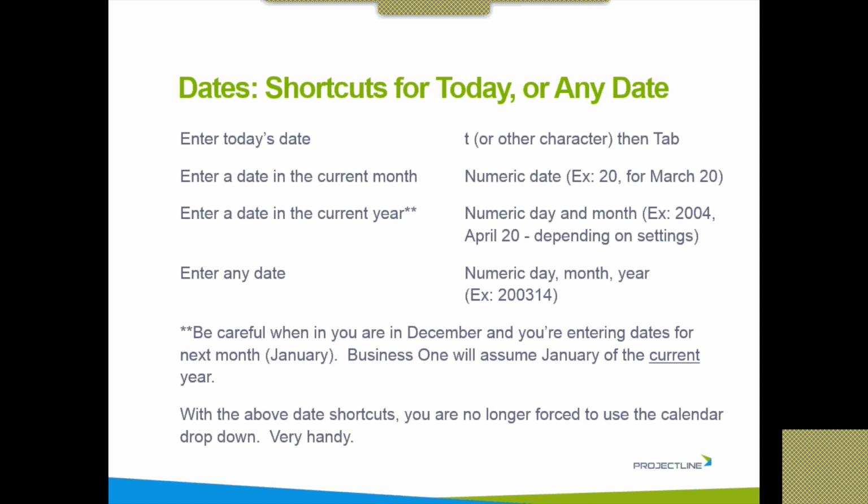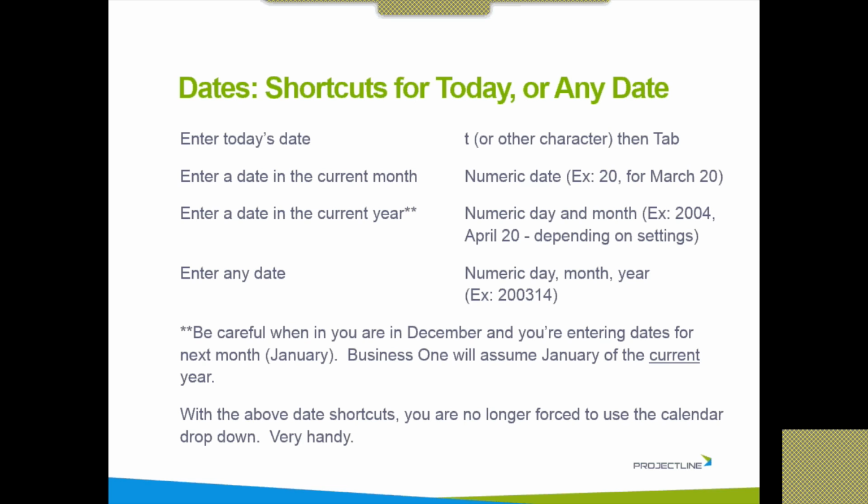If you are ever entering dates, sometimes it's really slow to enter dates. And if you want to do the fast version of dates, here it is. You can enter today's date by clicking in any date field that has a calendar associated with it, and typing in the T character. And then by tabbing out of it, it will automatically enter today's date. The next thing is if you want to enter a date in the current month. So today is March 19th.